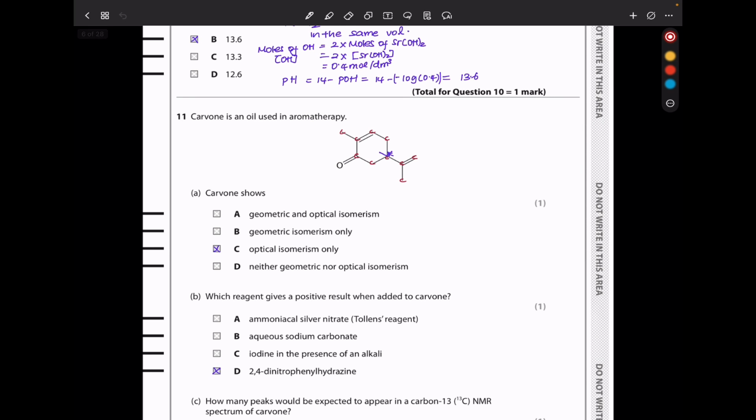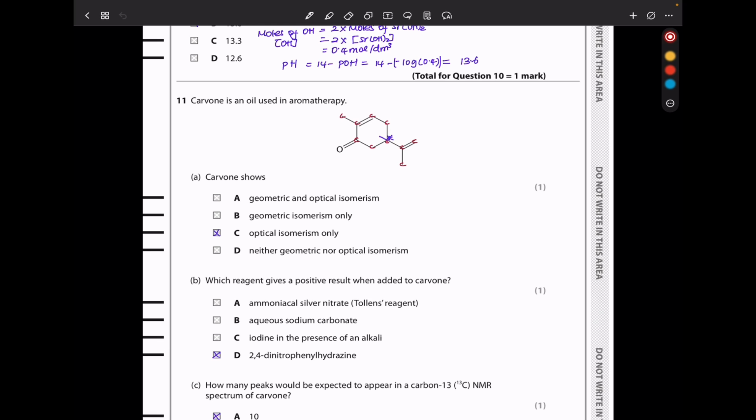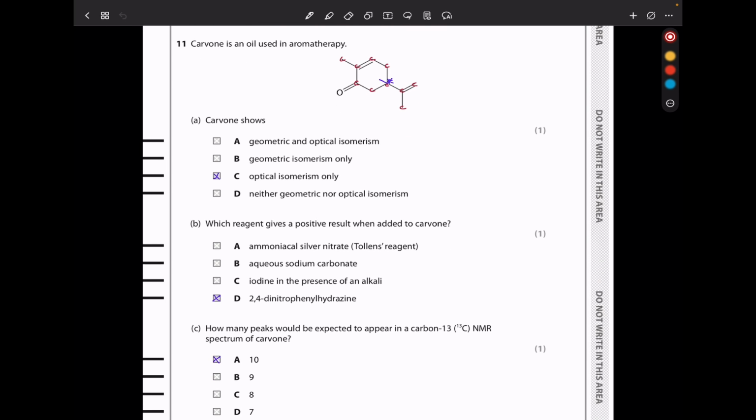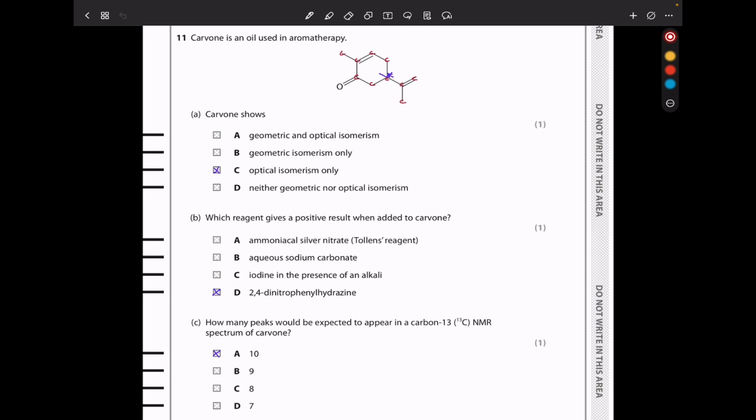In question 11, carvone is an oil used in aromatherapy. We can see carvone here. If we look here, carvone has a chiral center, so it's going to show optical isomerism, and therefore the answer is going to be C. Next, they ask which reagent gives a positive result when added to carvone. Carvone contains a carbon-carbon double bond and a ketone group, so 2,4-dinitrophenylhydrazine is going to give a positive test, so the answer should be D.